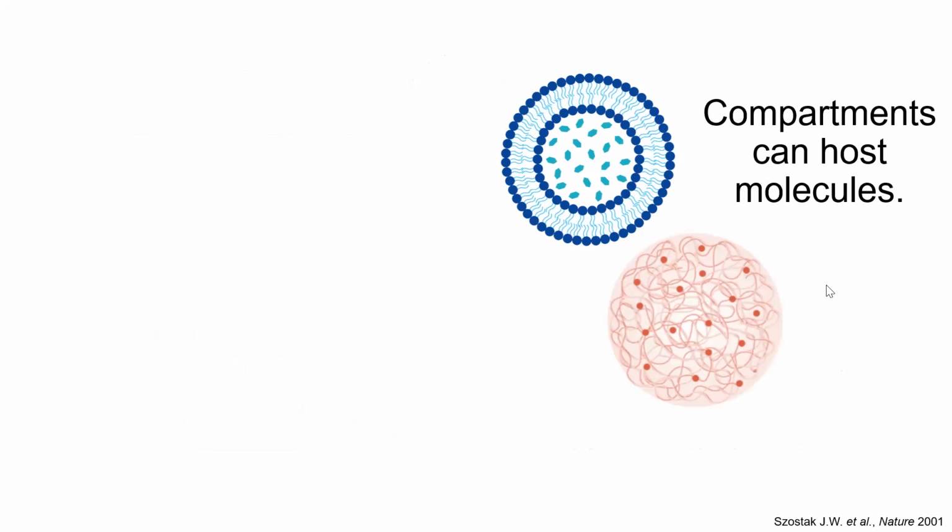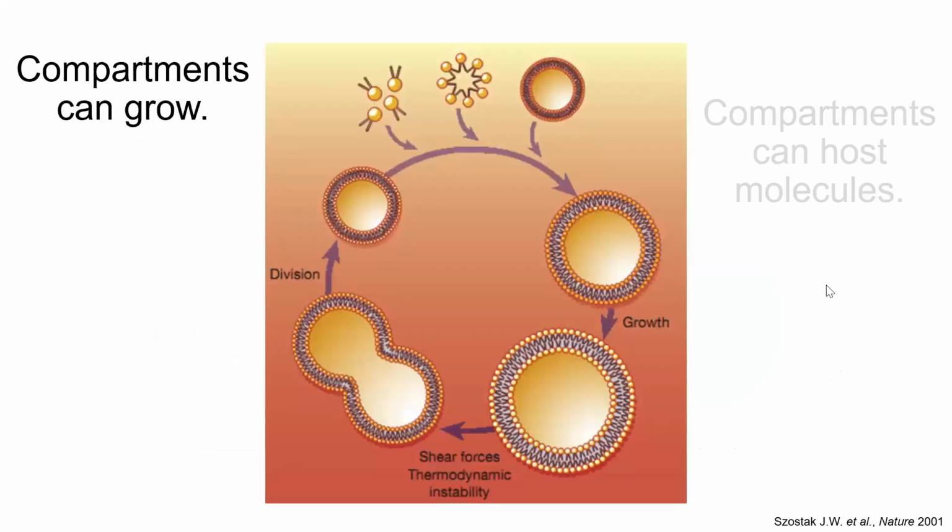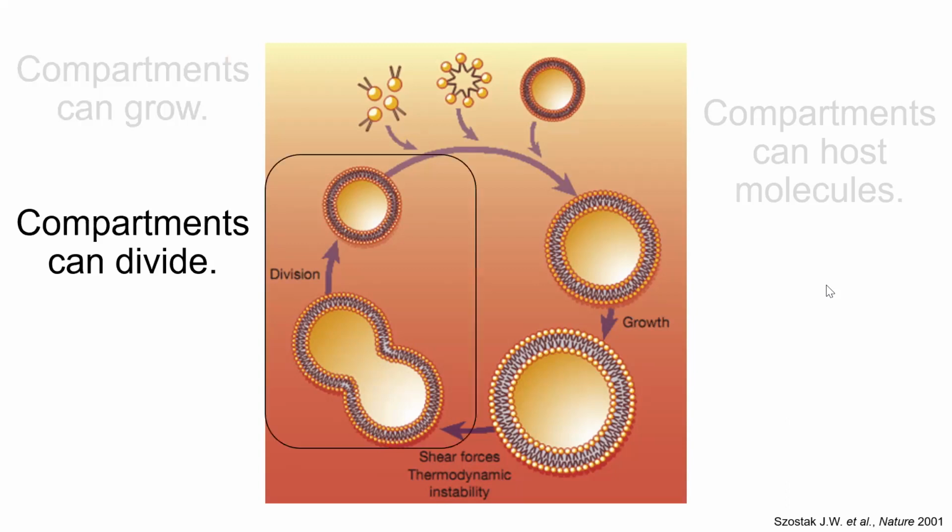This is a primitive cell cycle that was proposed in 2001 by Shostak, Bartel, and Luisi, which envisioned that compartments, in this case liposomes, can grow by being fed by other compartments. At some point, these compartments can divide when they become too big and thermodynamically unstable.